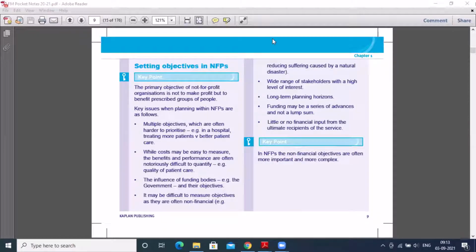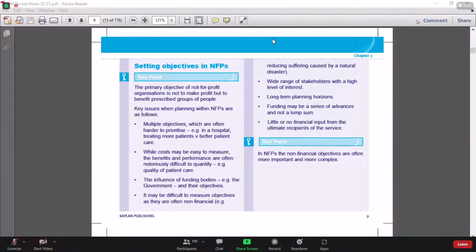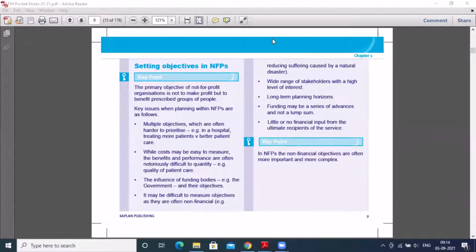I request the participants to please go through these key issues once, and you can let me know if you have any query. All the participants, please go through these points once. I hope you are going through.